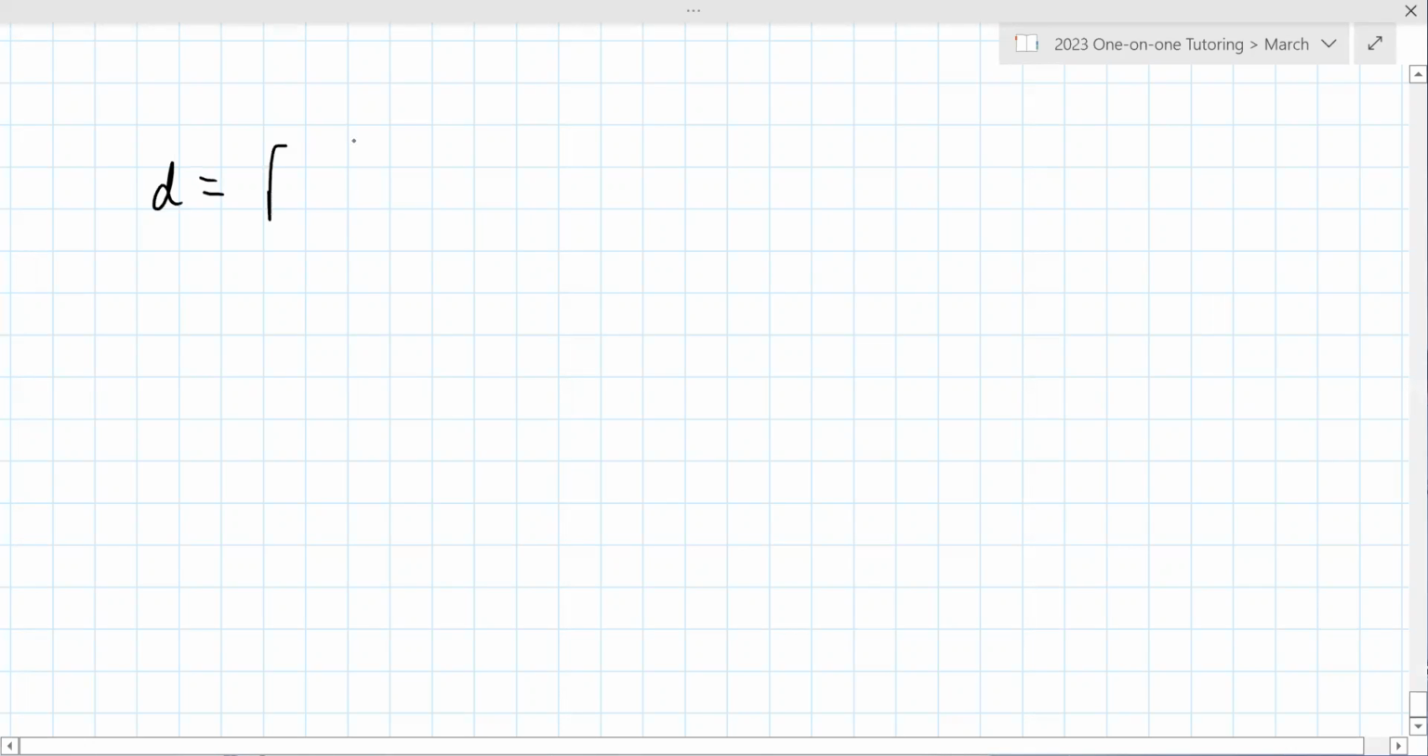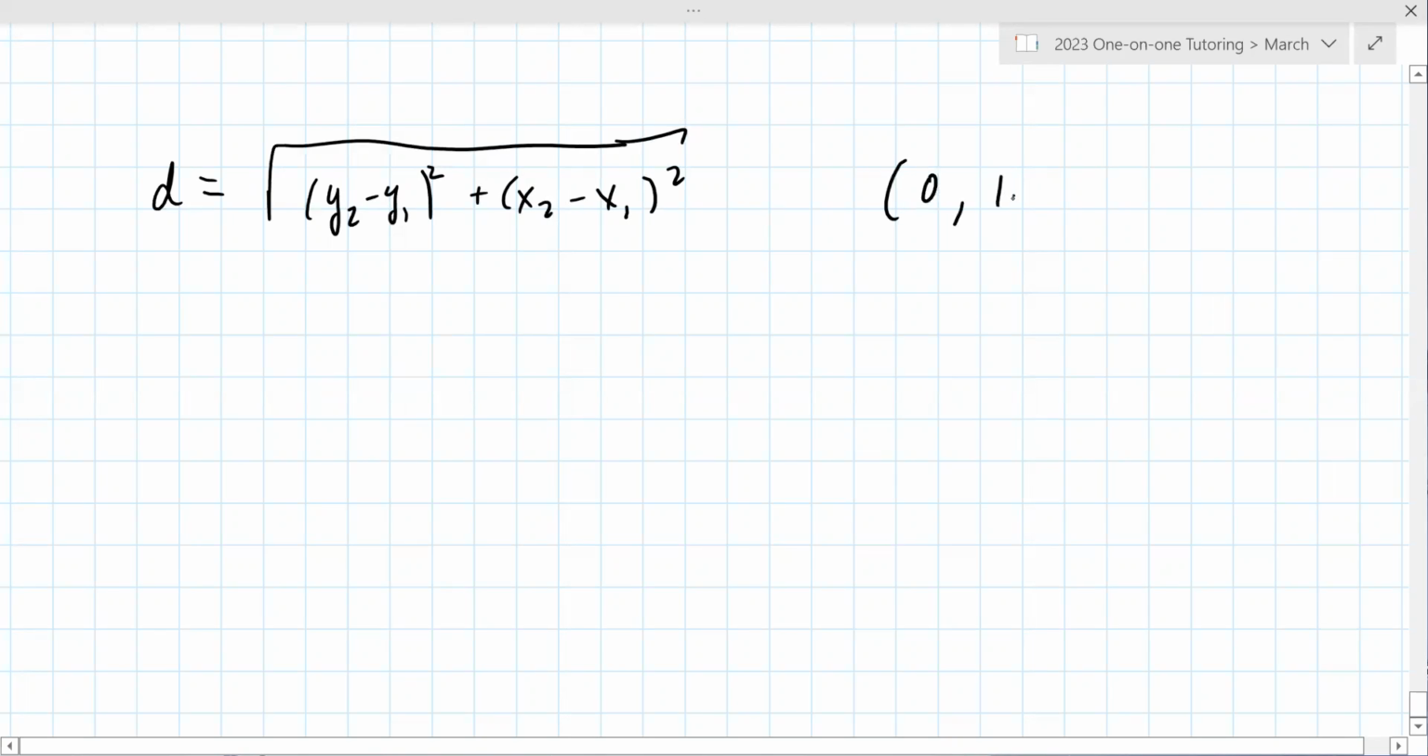I don't know. What else can I help you with? We've got 3 minutes. I'm running out of ideas, frankly. We've covered everything. Let's do another distance formula. So let's go y2 minus y1 plus x2 minus x1, squared. Let's say I want you to find the distance between 0, 1.3, and minus 2.7, comma 4.